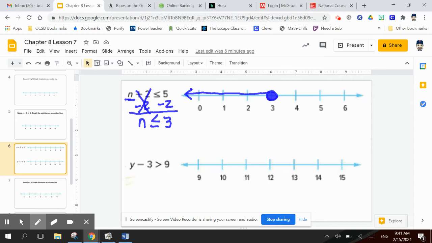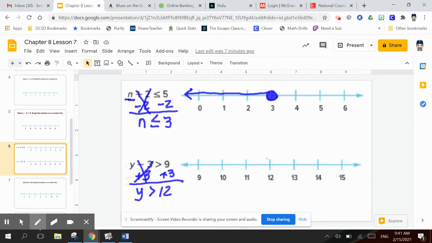y minus 3 is greater than 9. So again, y is what I want to get by itself. So I have to do the opposite of minus 3, which is to add 3 to both sides of my inequality. 3 minus 3 is 0. I'm left with y is greater than 9 plus 3, which is 12.